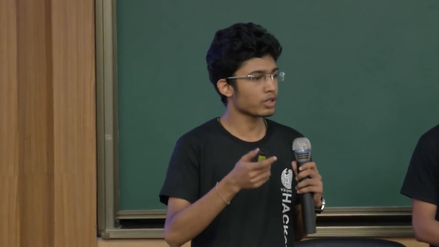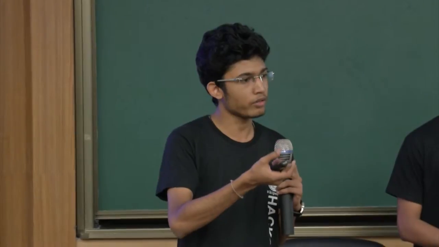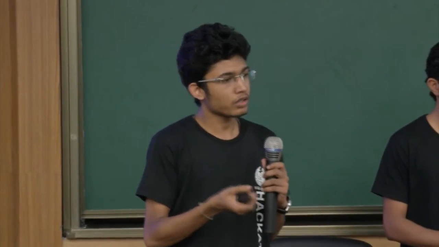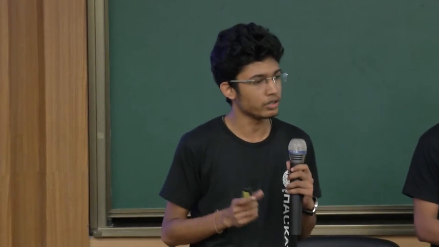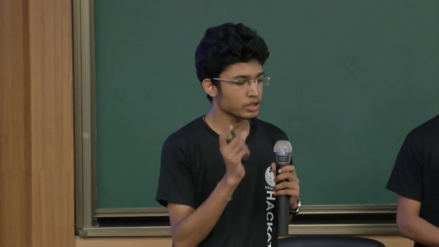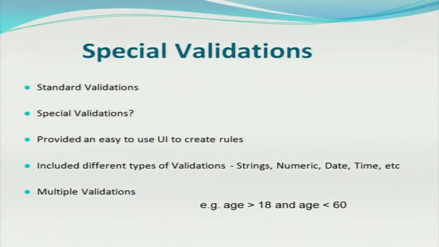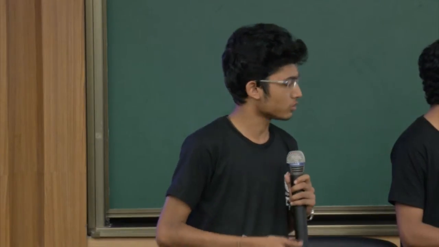Like if a user is entering a particular field, then based on that field, he can apply a particular value condition. Like if he's entering an age, then he can specify that age should be greater than 18. Then age greater than 18 will be the special validation applied to it. In this RBAC, we have included various types of validations, which are string, numeric, date, time, etc. And RBAC also has a feature of multiple validations, like the user can include two or more validations.